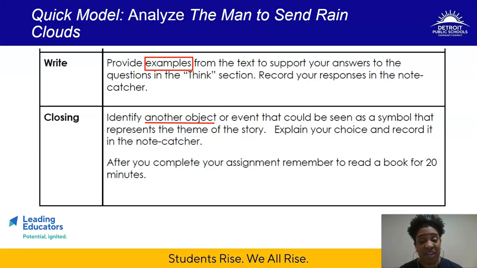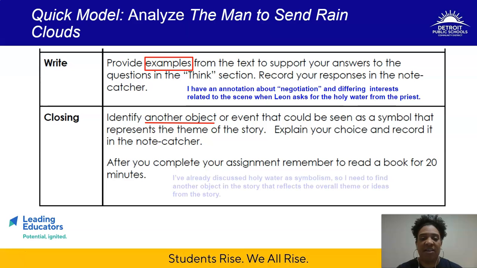And you're going to explain your choice and record it in the note catcher. So don't simply write down a one-word symbol or a description of the actual event, but also provide some logic behind why, or reasoning behind why you chose this particular alternative symbol as well, using your understanding of theme and the overall message. Remember that you've already discussed holy water as symbolism. So you've had some practice, and just make sure that you're doing any other object but that. Okay.